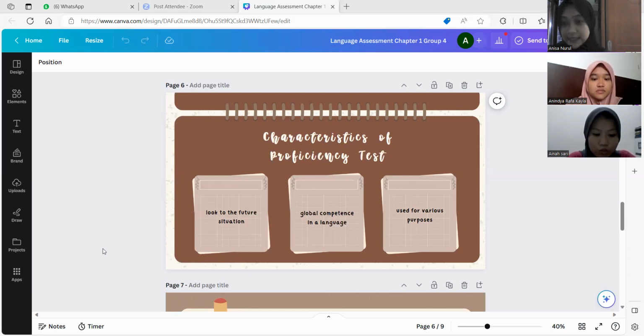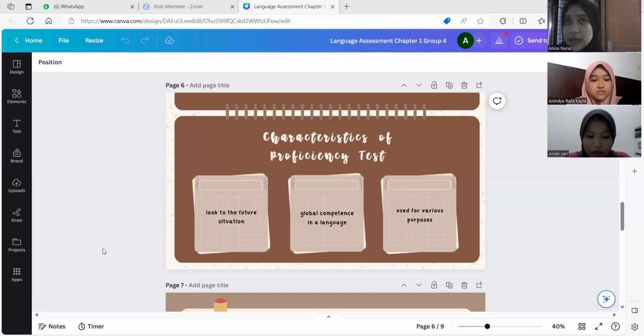So, proficiency tests play a crucial role in language learning and can serve as a goal for learners to work towards in order to demonstrate their language skills. And then global competence in a language. So proficiency test assesses global competence in a language rather than focusing on specific courses or skills. It is often used to determine a learner's level of competence in speaking, listening, reading, and writing in a particular language.